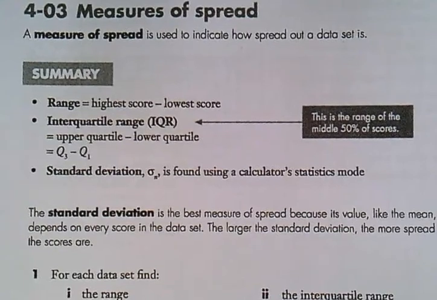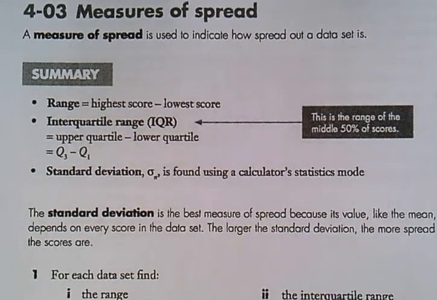Looking at exercise 403, measures of spread. Remember now, you need to know the difference between measures of spread and measures of location. Measures of location, where is it located? Where's the center? Location is the center of the data, triple M: mean, median, mode.